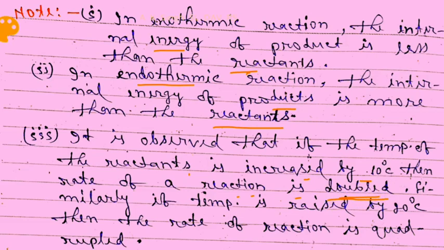will be 2X, and the rate of reaction at 100 degrees Celsius, means 20 degrees Celsius temperature is raised, so the rate of reaction will be quadrupled. Means if temperature is raised by 10 degrees Celsius, rate will be double. If temperature is increased by 20 degrees Celsius, then again the rate of reaction will be doubled.